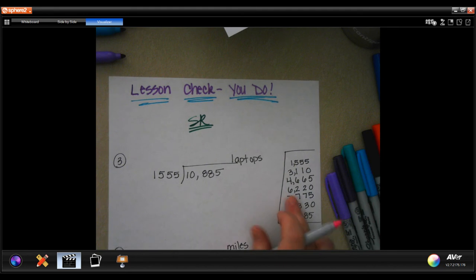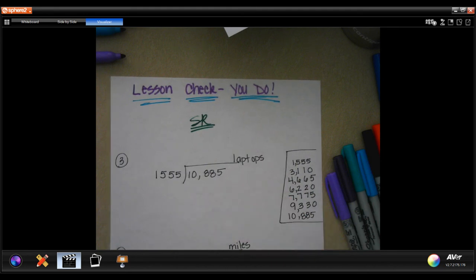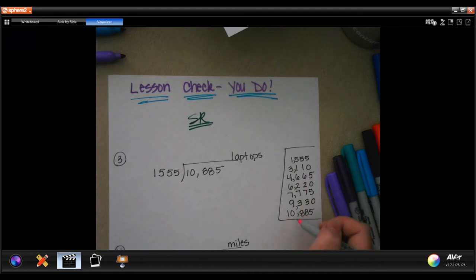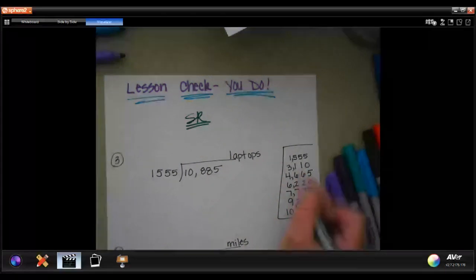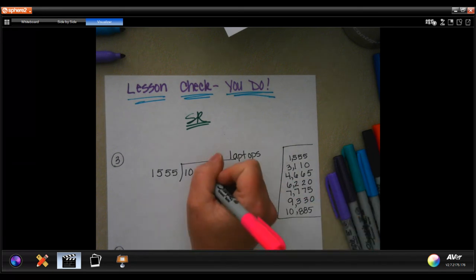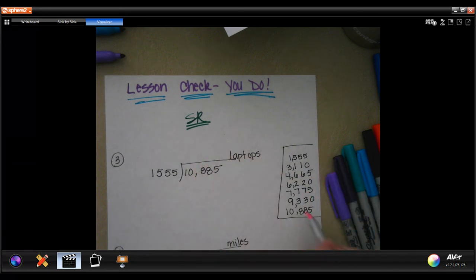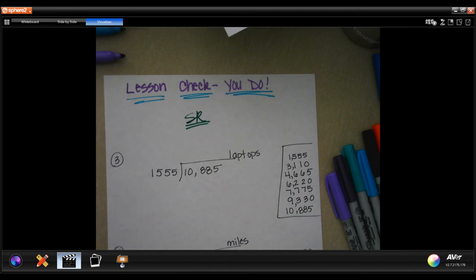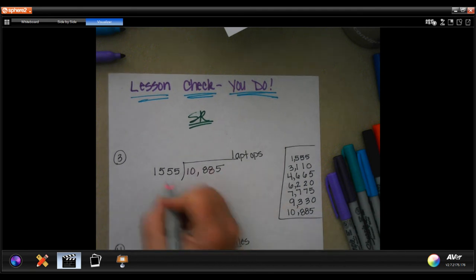Now you'll notice over here in this corner, I went ahead and I wrote down multiples of $1,555 because I don't happen to know my multiples of that. So I wrote them down. Yes, I did this part on a calculator. You may not do this part because you have to show your work. You may get the multiples on a calculator. Okay? All right.